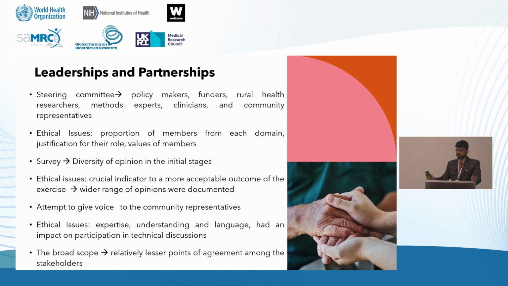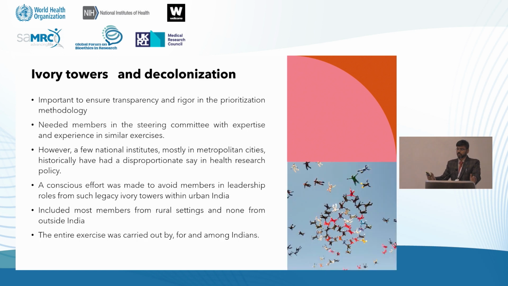And the broad scope of the scheme and the broad range of opinions that we were hearing in the initial stages made us realize that it will be very difficult to arrive at a small number of consensus points later on. That leads to the next ethical issue: even though we know what proportion of individuals from what stakeholder we will have, who will be those individuals, and from which organizations or institutions will they be? Because this is important for transparency and how the entire method is being done.